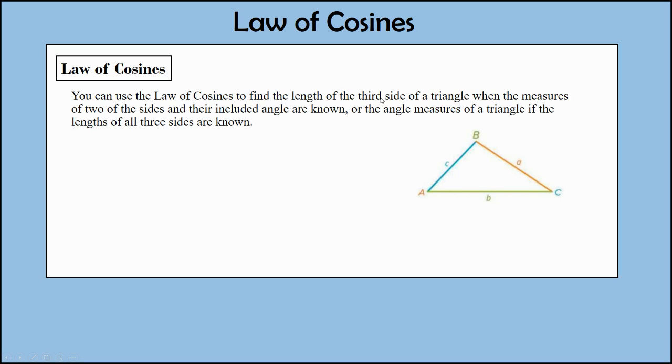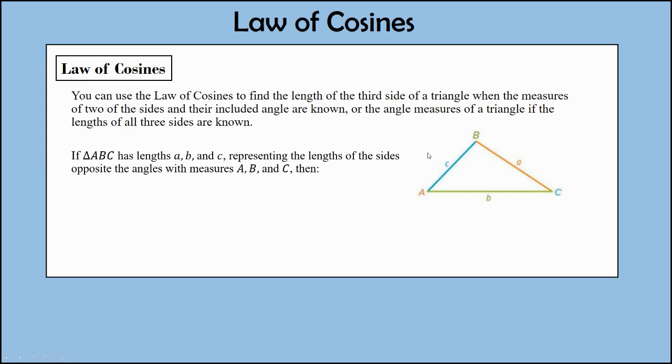And we can either find the third side when we know two of the sides and one of the angles, or we can find an angle if we know all three side lengths. Okay, and the law of cosines looks like this. If we have triangle ABC, where a, b, and c are side lengths opposite the angles A, B, and C, then the law of cosines can look three different ways. This way, a squared equals b squared plus c squared minus 2 times b times c times the cosine of A. That's one of the law of cosines.